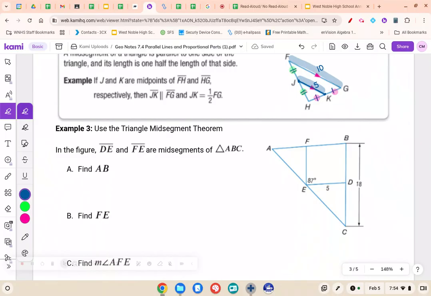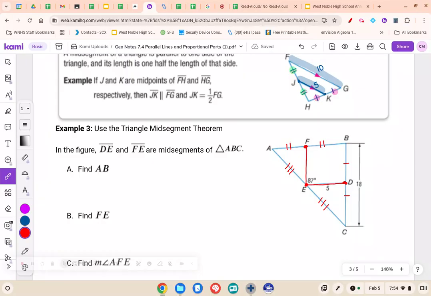So on this problem, it says segment DE and FE are midsegments of triangle ABC. So we know that these two are congruent, and these two are congruent. We also know that these are congruent because we have two pairs of midsegments. FE is a midsegment, and also DE is a midsegment. So we know a lot of things in here. There are multiple midsegments in this shape.